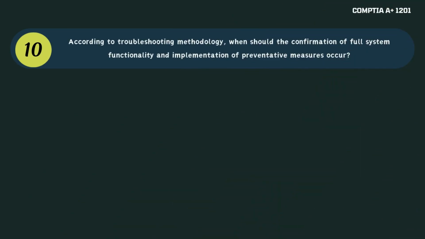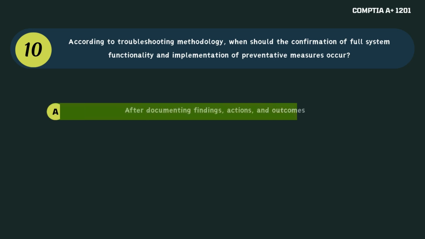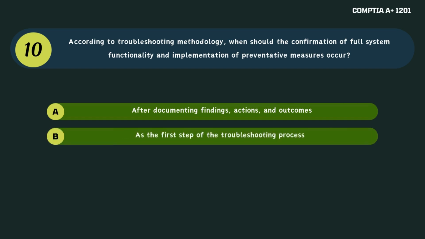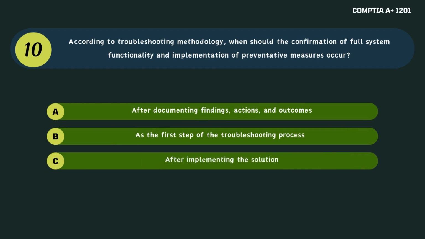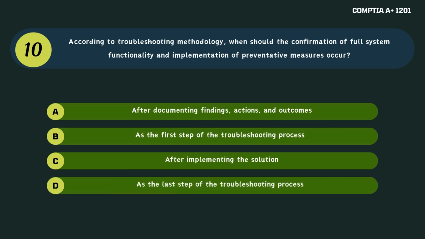Question 10. According to troubleshooting methodology, when should the confirmation of full system functionality and implementation of preventative measures occur? A. After documenting findings, actions, and outcomes. B. As the first step of the troubleshooting process. C. After implementing the solution. D. As the last step of the troubleshooting process.